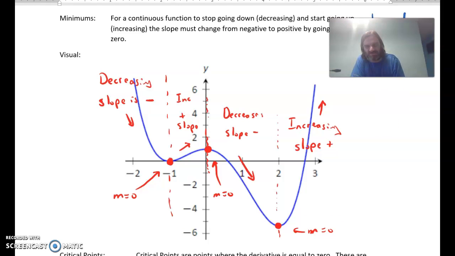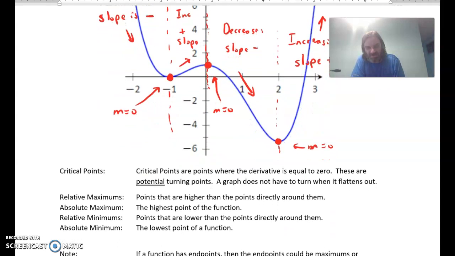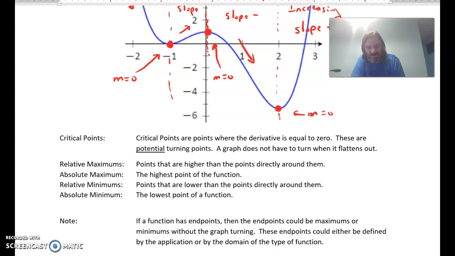The slope is 0. Okay, a couple of terms down here we may or may not use very much. These usually come from the traditional calculus, but critical points are where the derivative is equal to 0, and that would happen anywhere the slope is 0. So on my graph there's 3 places where the derivative would give us a slope of 0. And these are potential turning points. Now, just because the slope goes to 0 doesn't mean it has to turn, and we'll run into that later on if need be. But this is where it flattens out and can turn.